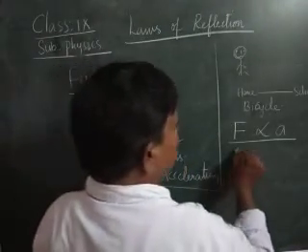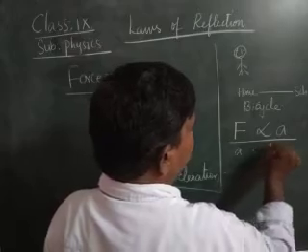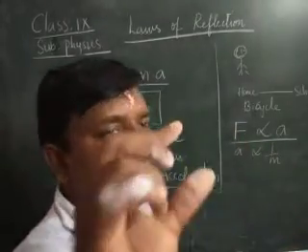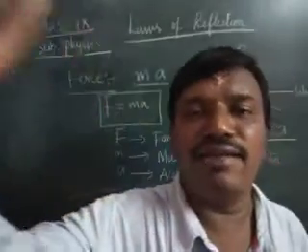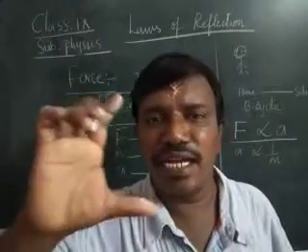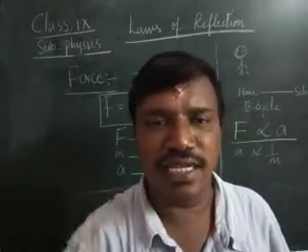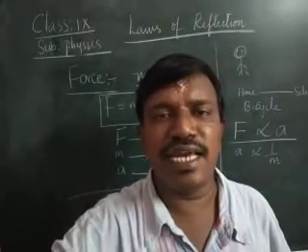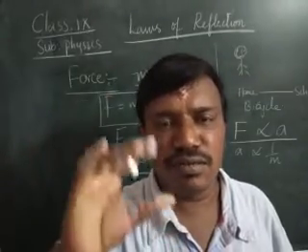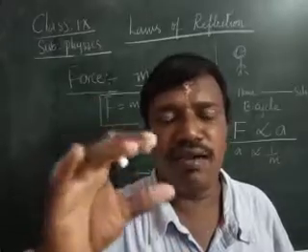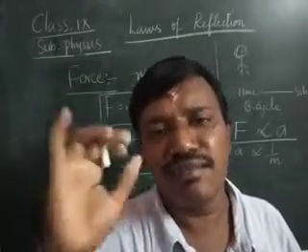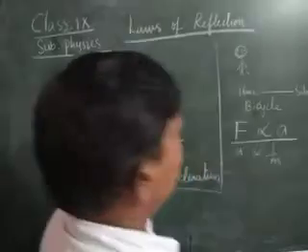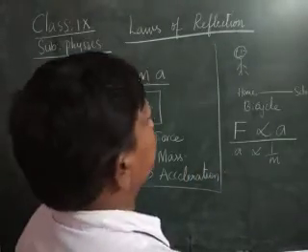Therefore, here we can say acceleration is inversely proportional to its mass. That means the lesser the mass of the object, the more the acceleration. The bigger the mass of the object, the less the acceleration. Okay, children, therefore, from this we can say that acceleration is inversely proportional to its mass.